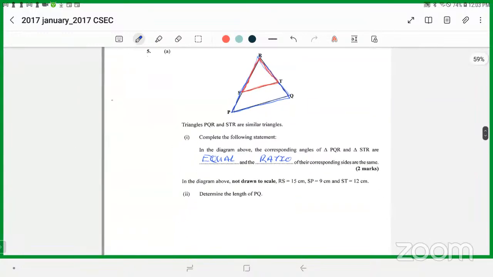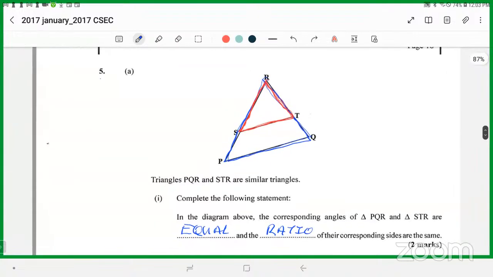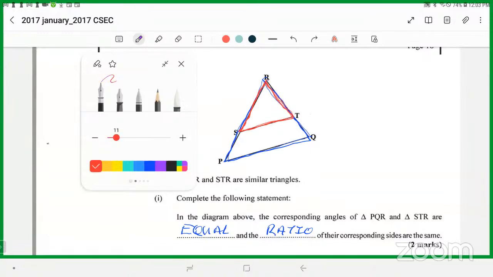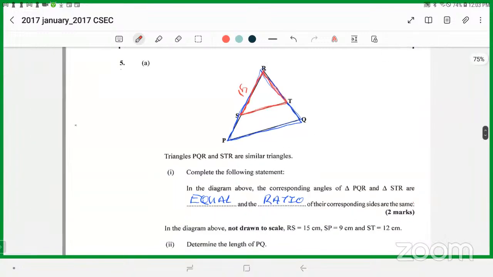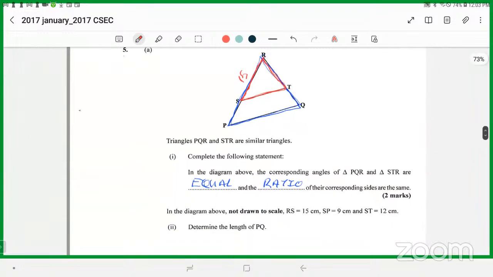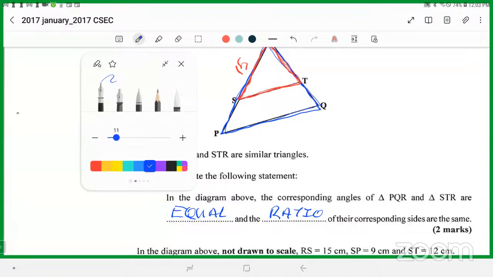All right. It says now, in the diagram above, not drawn to scale, RS is 15 centimeters. Let's put on some dimensions on the diagram. Let's put them on in purple. So right here is 15. SP is 9. So this piece right here says 9. Let's put that piece in blue.